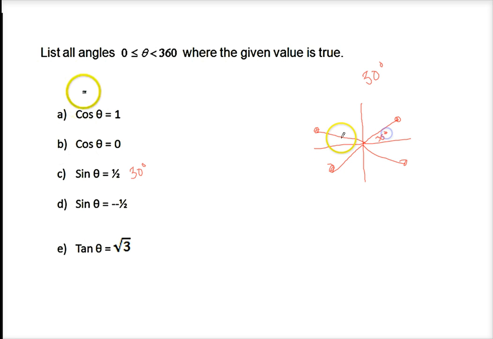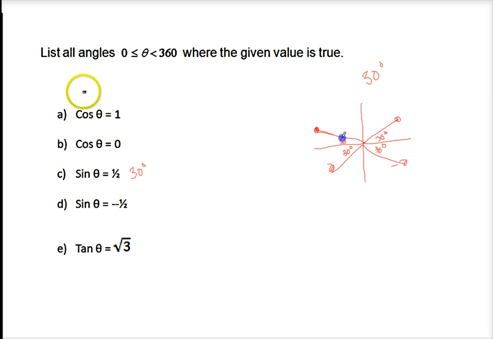All of these angles have similar values for sine. The only difference is sometimes they're negative instead of positive. So my next bit of information would be, okay, in which of these angles is the sine positive? Well, we know sines are y values, so we know that these two are negative because y is negative below the x-axis.